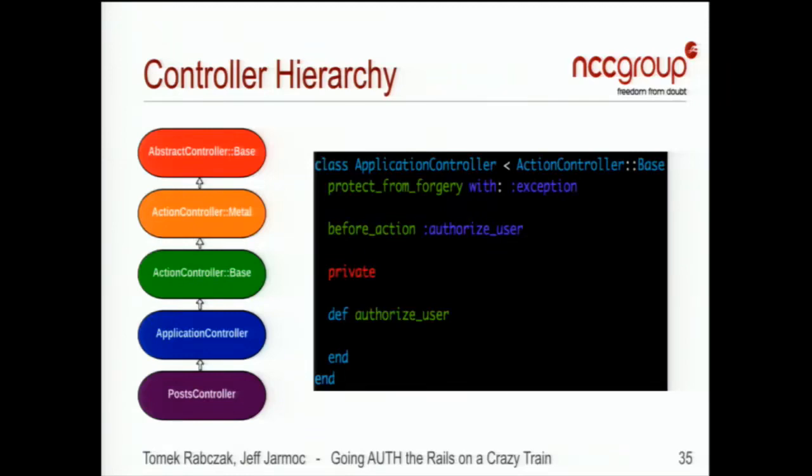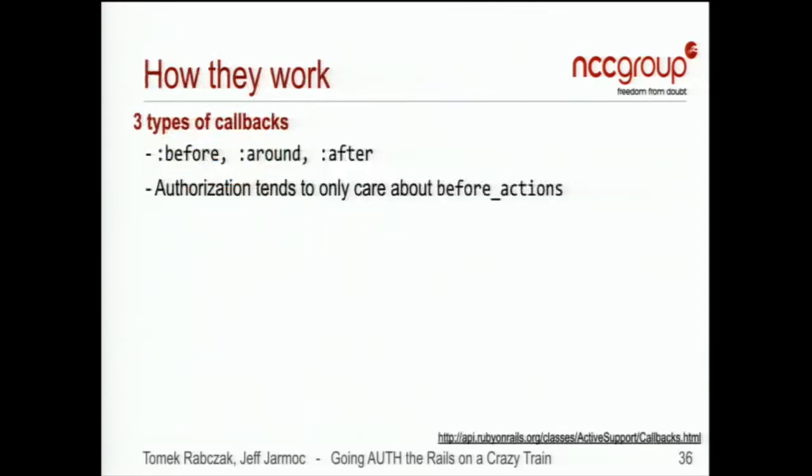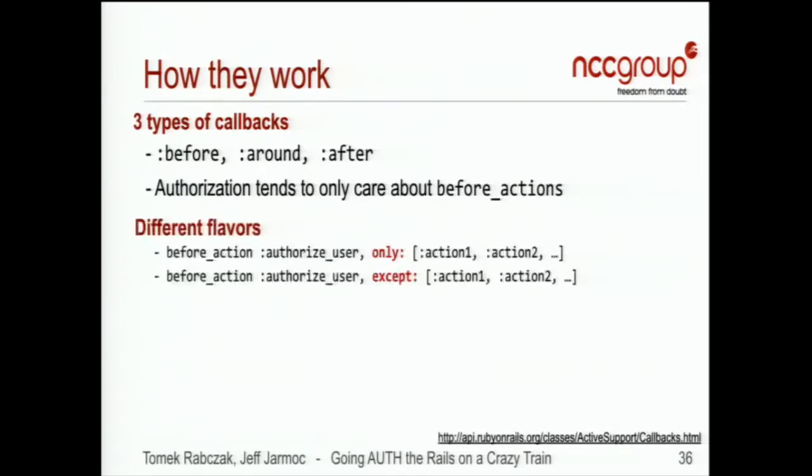So with authorization being implemented through the use of these before actions, we're going to dive into that a little bit, because there's ultimately three types of callbacks. You have before, around, and after. But because you want to authorize the user before you do any actions, most of the authorization, in fact, I'd say all of it really, is going to be implemented through the use of these before filters. And so you're going to see this in a few different flavors. These are some of the most common, and as we go down this list, they get less common.